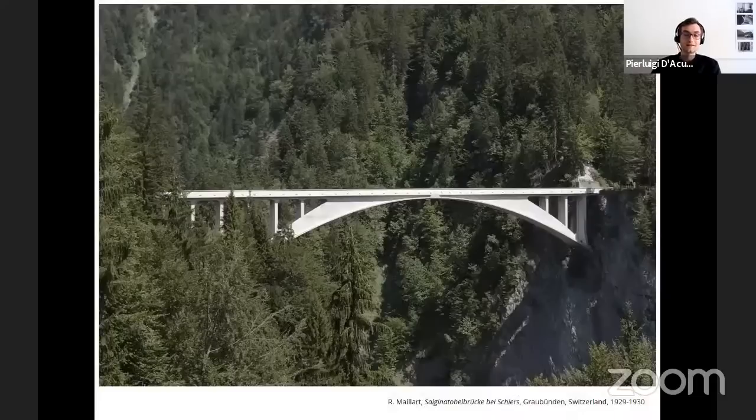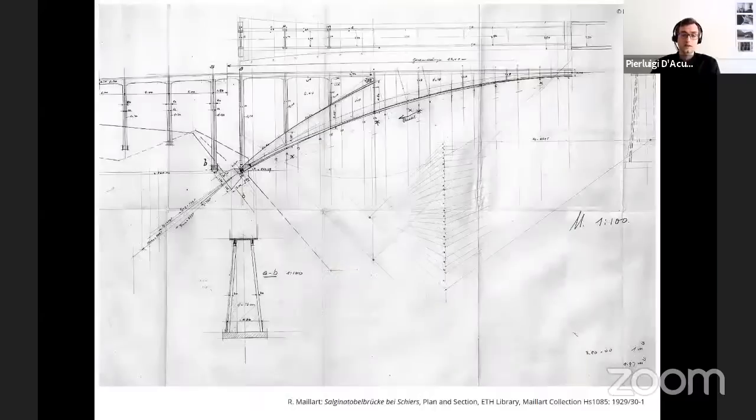In this regard, the Salginatobel Bridge in Switzerland by Robert Maillart, that was shown also by Masoud in the presentation before, is one of the most incredible examples of the elegance that can be achieved by designing following the principle of resistance through form. The form of this bridge is directly related to the distribution of its internal forces. It is interesting to see that Robert Maillart made extensive use of graphical methods for structural engineering, in particular graphic statics, for the design of this bridge.